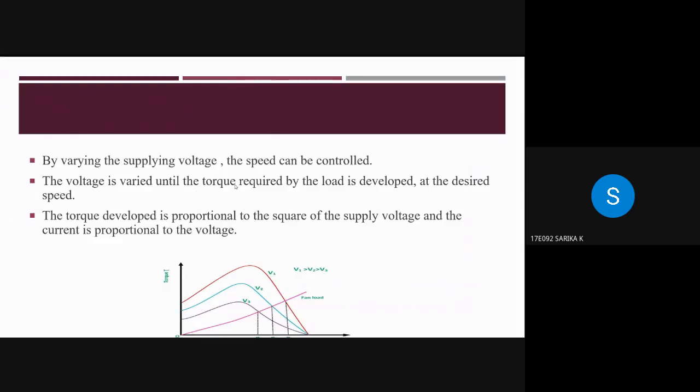By varying the supply voltage, the speed can be controlled. That's what we have seen so far. The voltage is varied until the torque required by the load is developed at the desired speed. The torque developed is proportional to the square of the supply voltage and the current is proportional to the voltage. This graph shows that the torque is proportional to the square of the voltage and current is proportional to the voltage. Speed and torque are given.